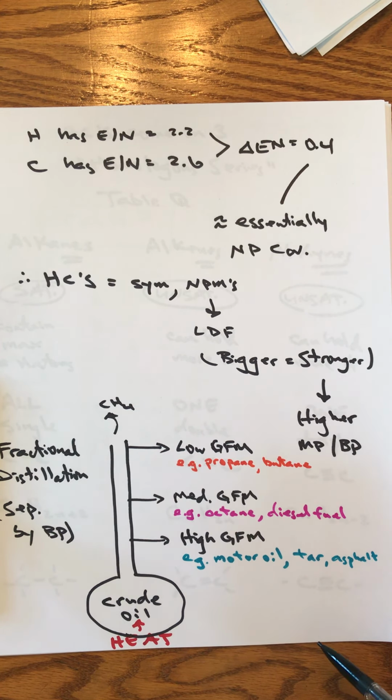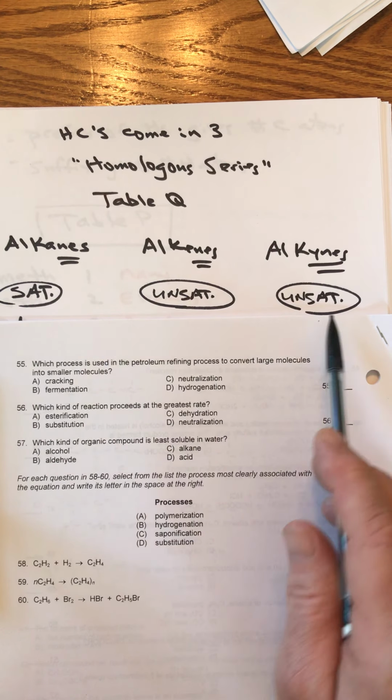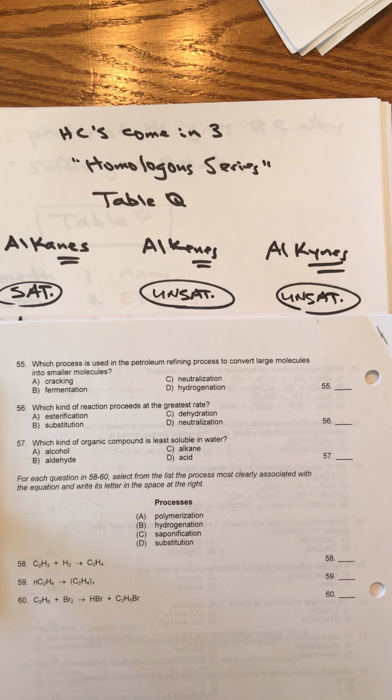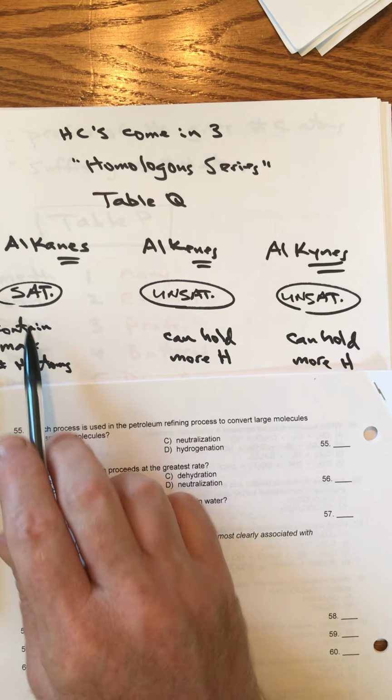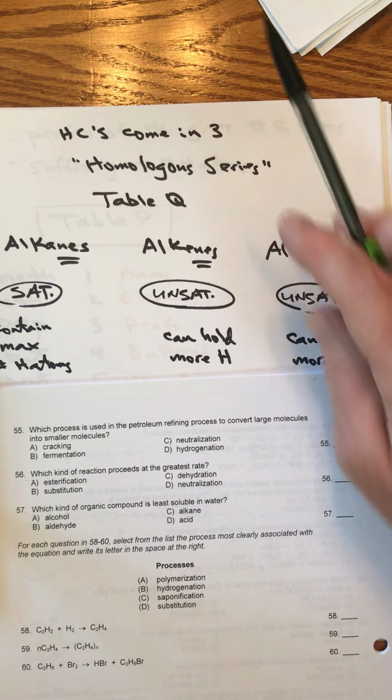Alkanes are described as saturated hydrocarbons, alkenes and alkynes are unsaturated, and that's the same context as when you hear things like unsaturated versus saturated fat. It's a matter of, are there as many hydrogens on that carbon chain as possible, or am I capable of putting more hydrogens on there? So saturated hydrocarbons, alkanes, contain the maximum number of hydrogens.